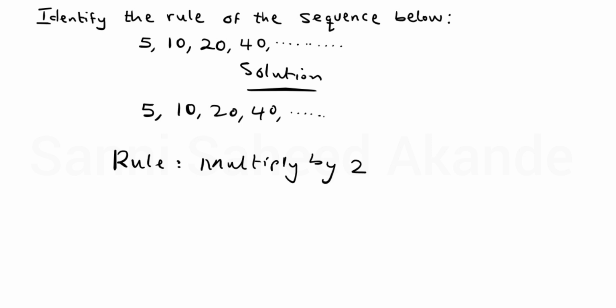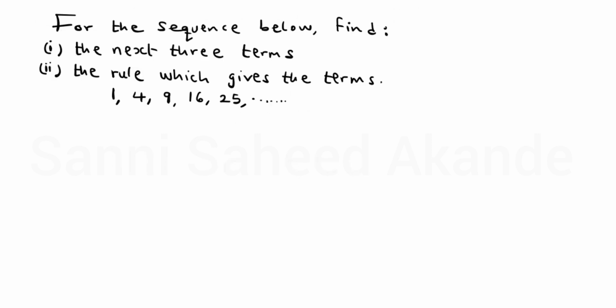Now let's take a look at another question. The question says for the sequence below, find number 1, the next 3 terms, then number 2, the rule which gives the terms. Solution.